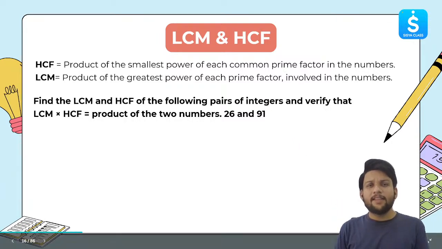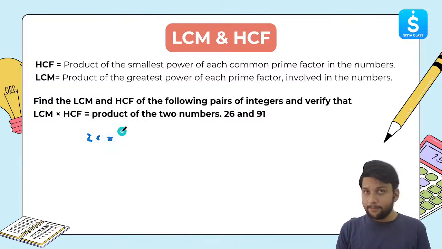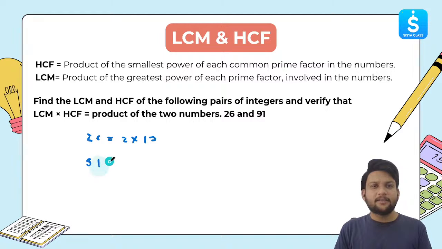Next, what is the question? Find the LCM and HCF of the following numbers and verify that LCM times HCF is equal to the product of the two numbers, 26 and 91. So always remember, let me write it one more time. If I express 26 as a product of primes, I can write it as 2 times 13. And 91 I can write as 7 times 13.